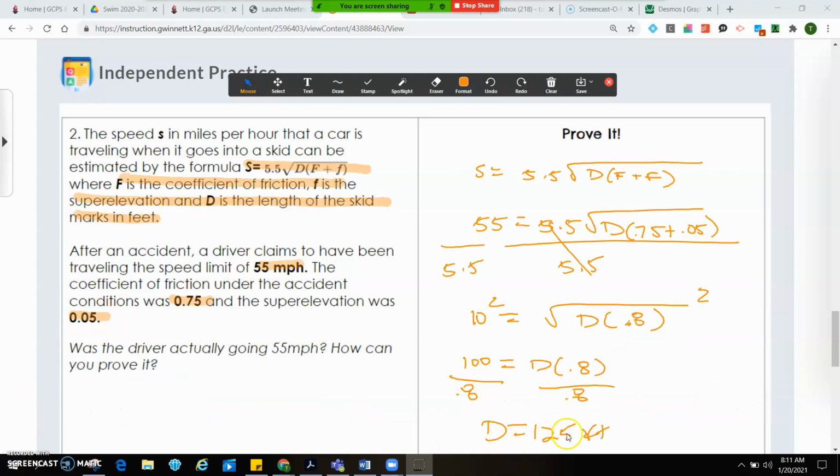So if you solve this out, you're going to get 125 feet for the amount of skid that this person created. So one way they could have proved it is if they measured the skid mark, because that'll tell you if they're going 55 miles per hour or not. So hopefully this helps, and maybe you want to go into forensic science and help out with car accidents.